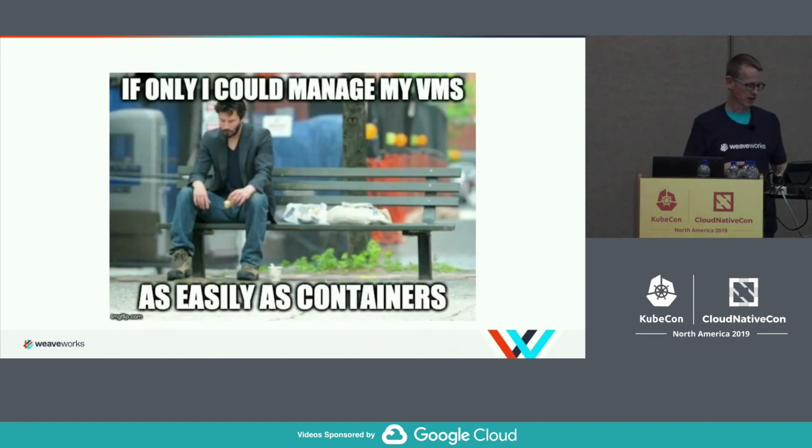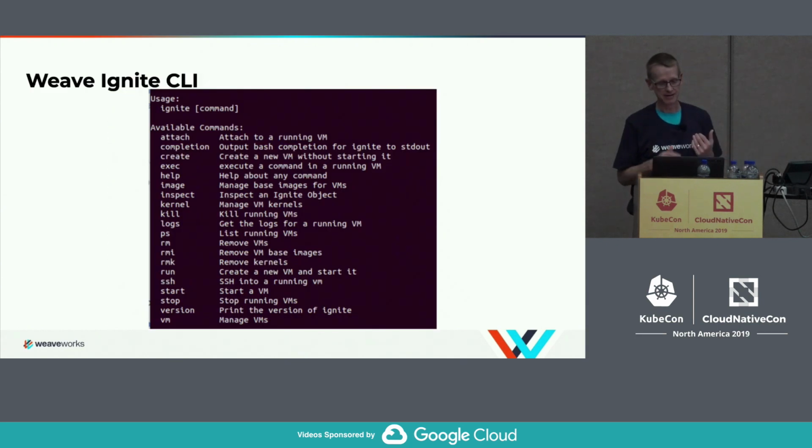Then we saw John Wick sitting out in New York City somewhere, and he was wondering, thinking, if only I could manage my VMs as easily as I could containers, right? And this is sad Keanu Reeves thinking that. So what Lucas and Dennis put together is they thought, sure, we should be able to do that, right?